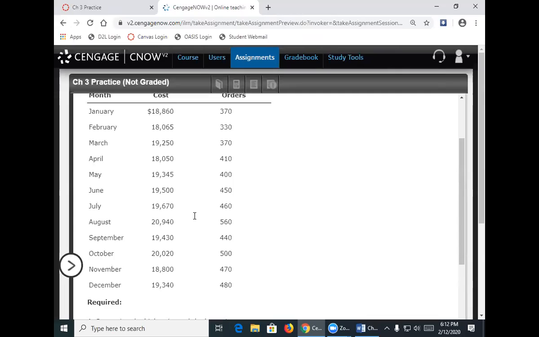Okay. So you can pick either month. We're going to use data from either month to solve for my fixed cost. So which one did I use? Okay, so we'll use our high. So I'm going to choose to use my August data to solve for fixed costs. Well, now I know my total cost is $20,940 equals, I don't know my fixed costs, plus I know this stuff. So I know my variable costs are 560 times $12.50.